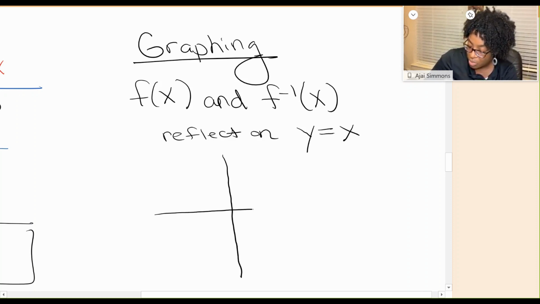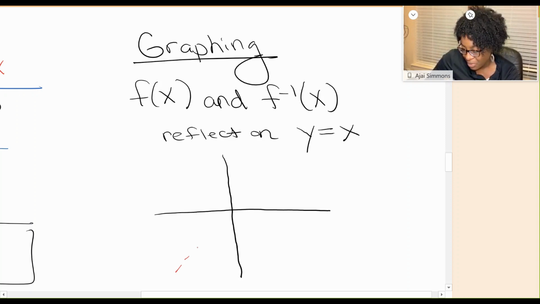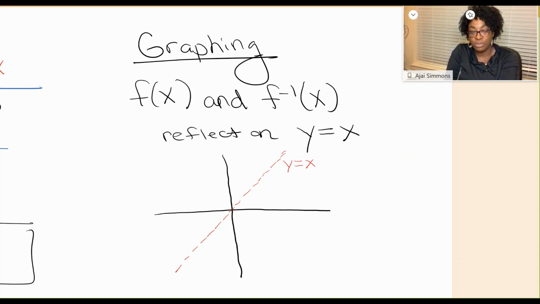So let me show you what I mean by that. First of all, do you know what y equals x? The y equals x line is the line that goes right here through the middle like this. This right here is called y equals x, okay? So what they're saying is that if you took a graph and its inverse, it should reflect across that line. You should be able to fold it and it'll be right there on that line.